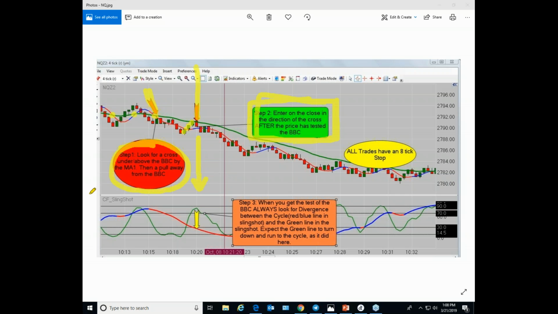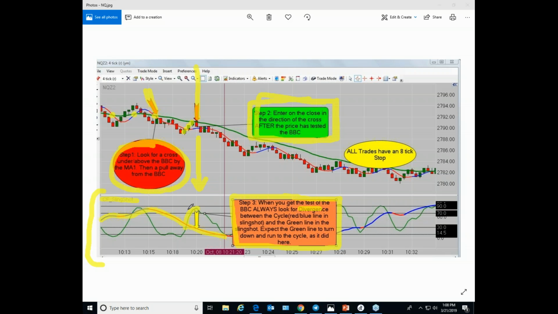As that's happening, our eyes now go down into the oscillator portion of the chart, what is known as the slingshot. This is step number 3. The red and blue line inside the slingshot is referred to as the cycle. The green line, nothing fancy about it. It's just the green line. But what's important is this: we're looking for the divergence or the separation that Mike is talking about.